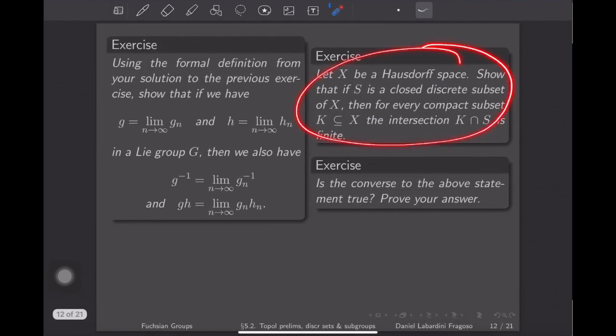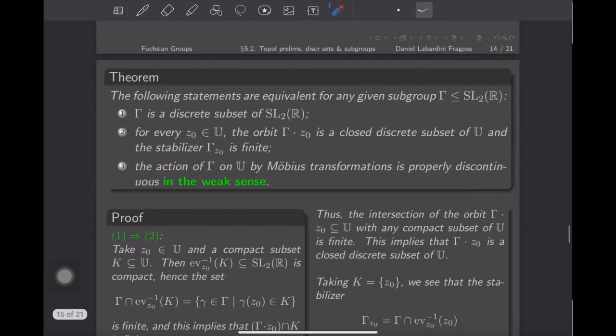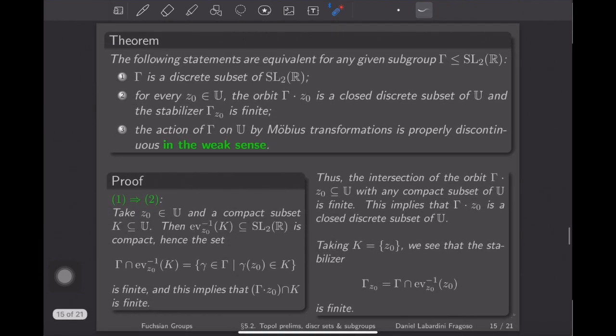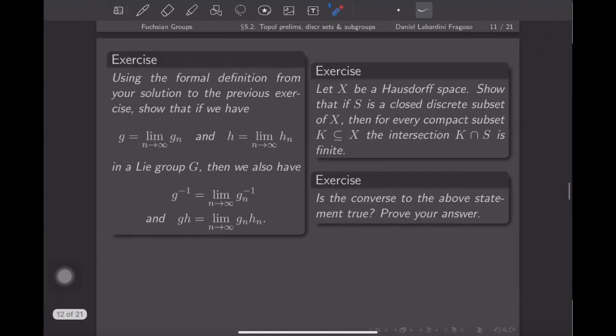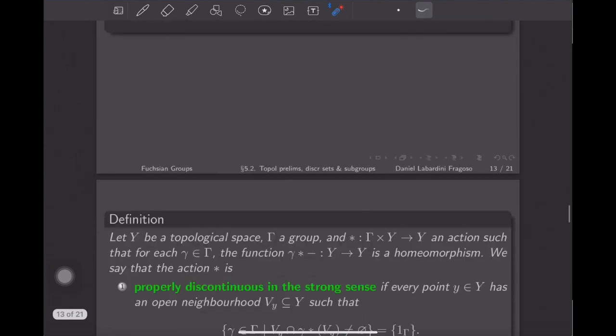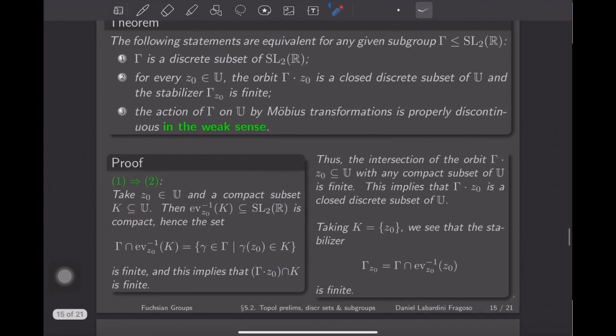this I'm using the converse actually, I think. I'm using the converse, right? So that I know that this intersection is always finite, and then I'm concluding that this is a closed discrete subset of U. So this is really the converse. So let me see. Yeah. Okay. So somehow I'm already saying that it is indeed true. But okay. Okay. So orbits are closed and discrete.